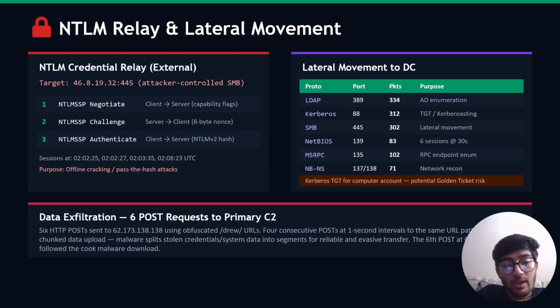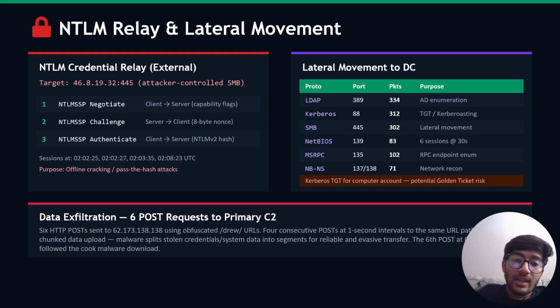Let's move on to the left: the NTLM credential relay details. The malware performed a three-step NTLM handshake to an external server on port 445. Step 1 is negotiate, with the capability flags. Step 2 is the server sends back a random 8-byte value known as the challenge, and step 3 is the client responds with the NTLMv2 hash credential. This session occurred at 4 different timestamps, indicating repeated relay attempts. The purpose is to capture the credentials for offline cracking and pass-the-hash attacks.